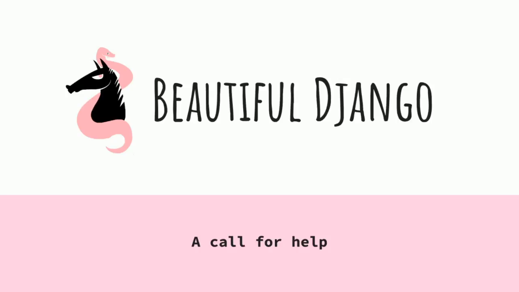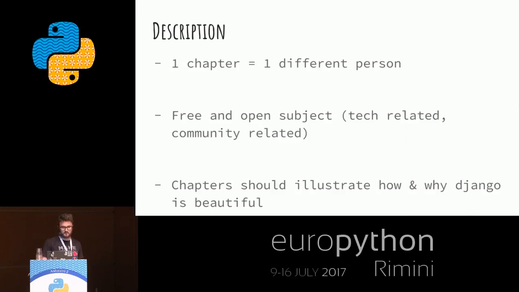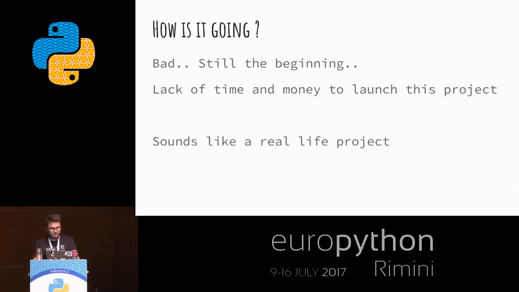Hi, everyone. I want to talk to you about Beautiful Django, and it's a bit of a call for help. First, who here has used Django? Raise your hand. OK. And who has read Beautiful Code? Oh, cool. It's quite an old book now, but the idea is that each chapter is written by a different person. The subject is completely free. It could be tech-related or about documentation, about the internals of any technology, and the aim is to illustrate what beautiful code is. So with Beautiful Django, which is a book for and from the community, I wanted to do the exact same thing. Right now it's not going really well because it's still the beginning. I'm lacking some time and money to launch this project.